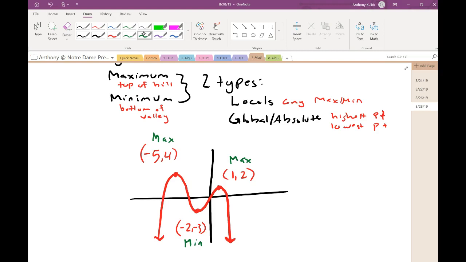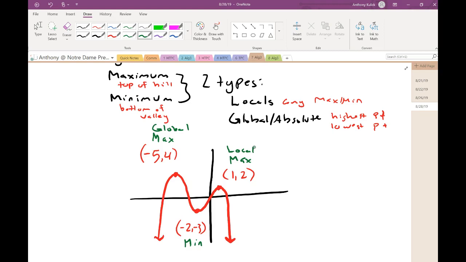So if I look at this picture, do I have a global maximum? Yes. Which one of them is it? The one on the left, negative 5, 4. So this is our global. So this one is a local. Any maximum or any minimum is a local. Only if it's the highest point is it a global.